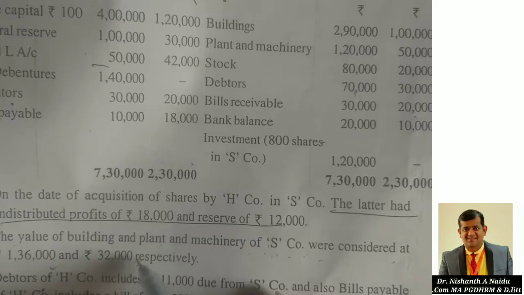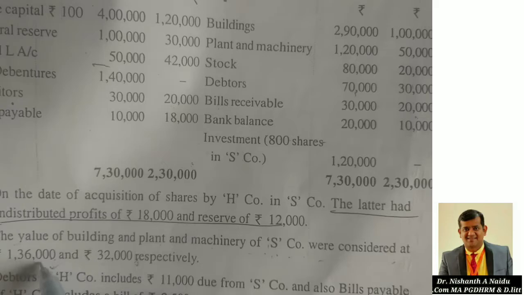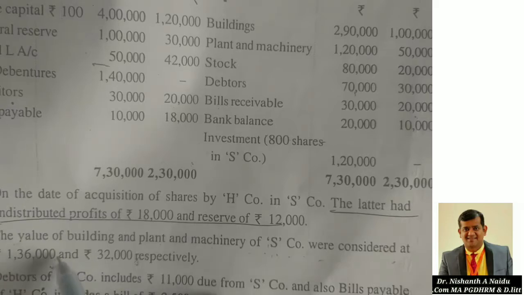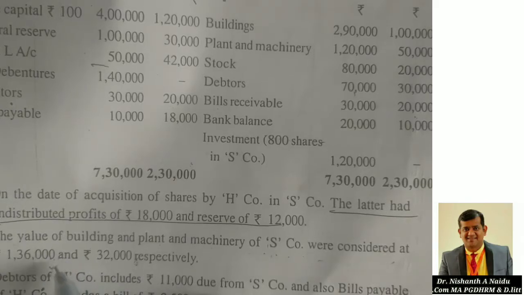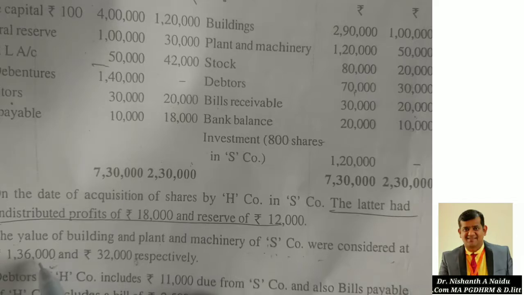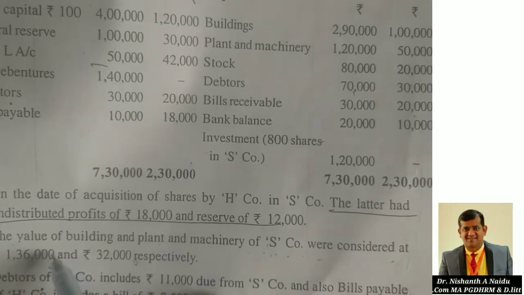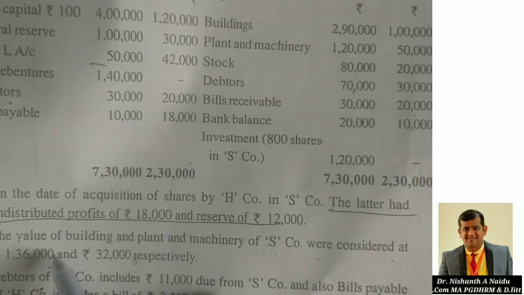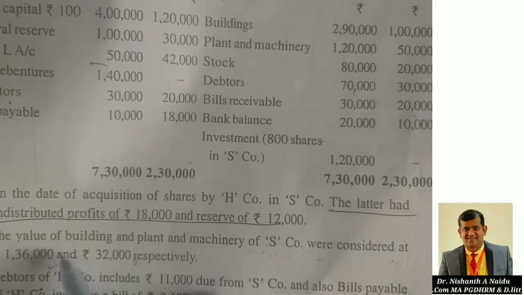So the decreased value of 18,000 is called depreciation. The increased value of 36,000 is called appreciation. To calculate this, we have to check and set off. That means the appreciated value and the depreciated value can be adjusted, like appreciation minus depreciation. That is how we do the set off.